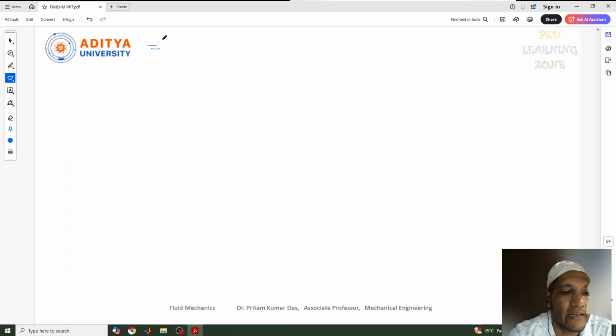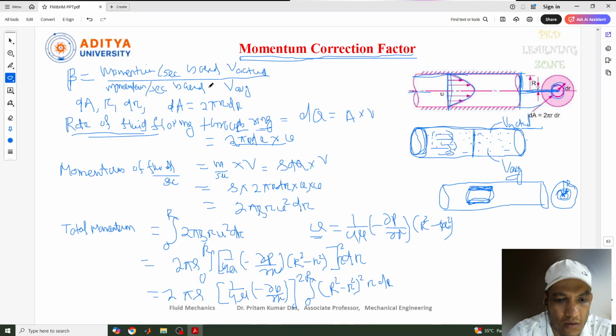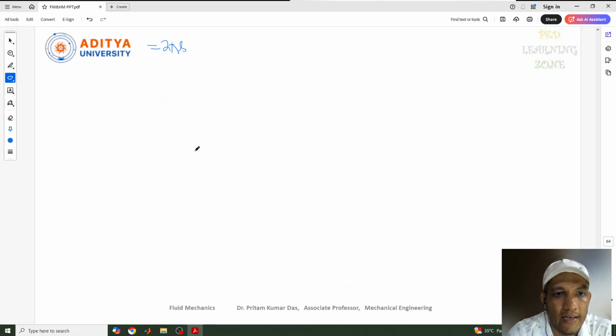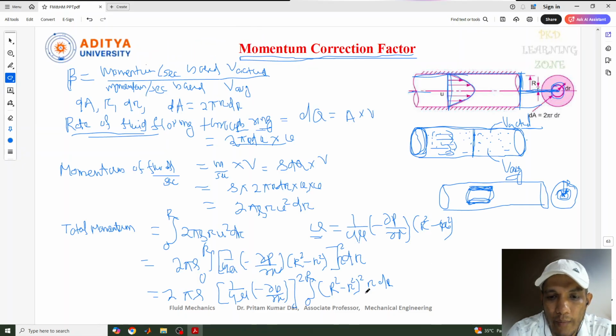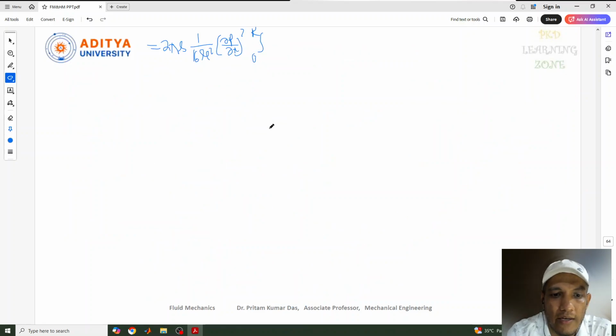So what we are going to get here is 2 pi rho. This is 1 by 4 mu, and the whole square is there, so let's write 1 by 16 mu square, and this is del p by del x square, and the whole integration from 0 to R of r. This one again, A square minus B square, we can write the formula, that is A square plus B square minus 2AB.